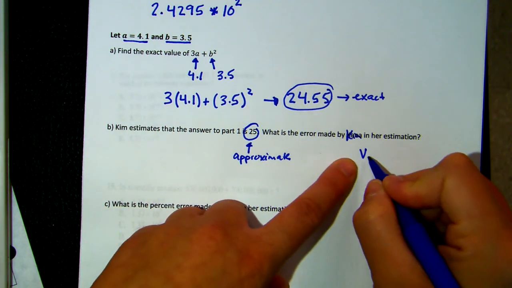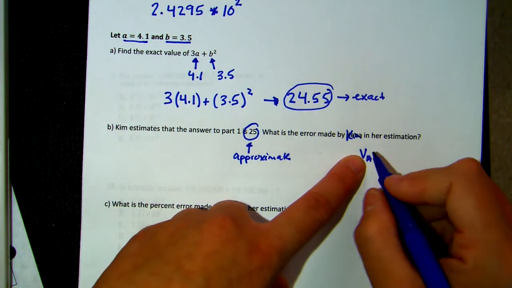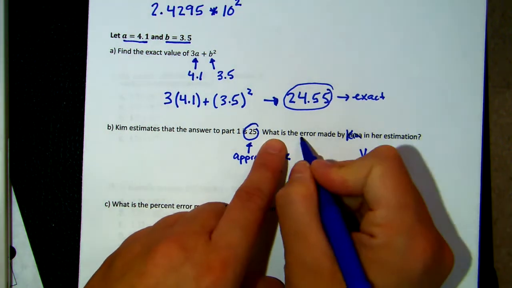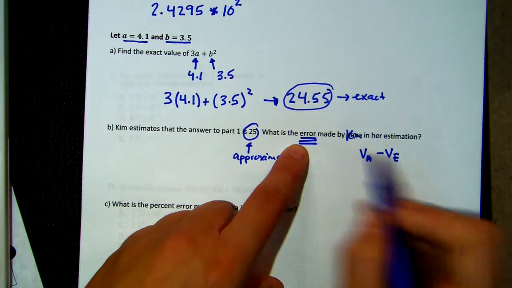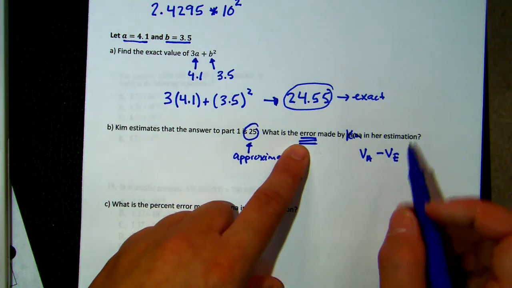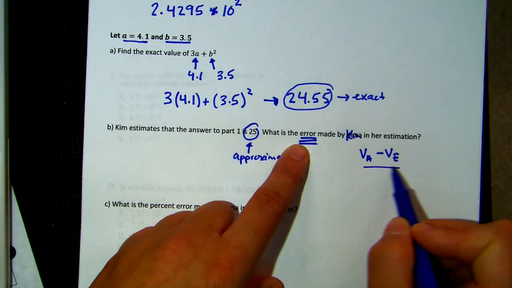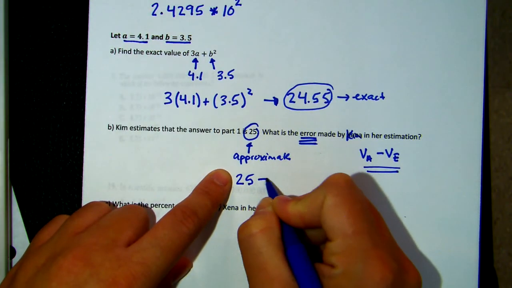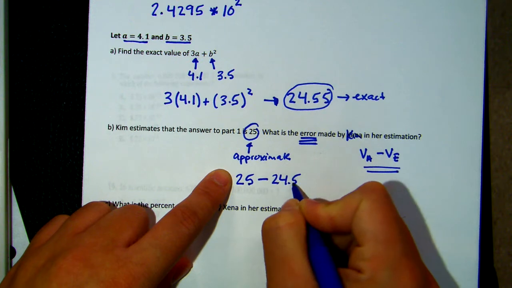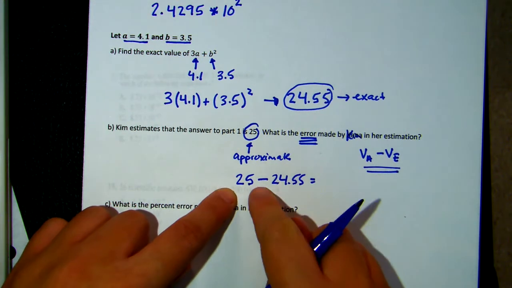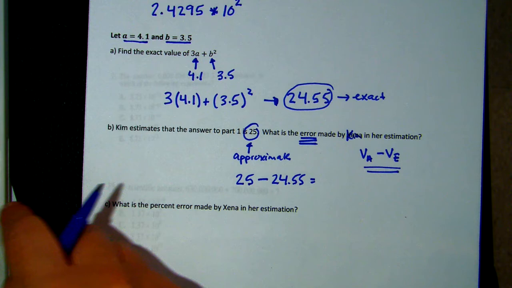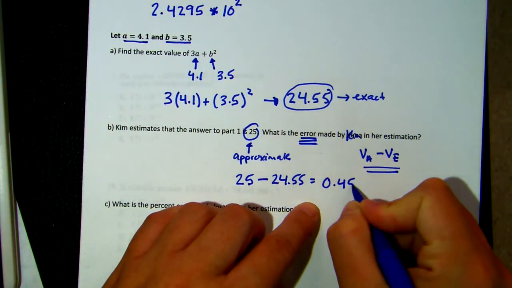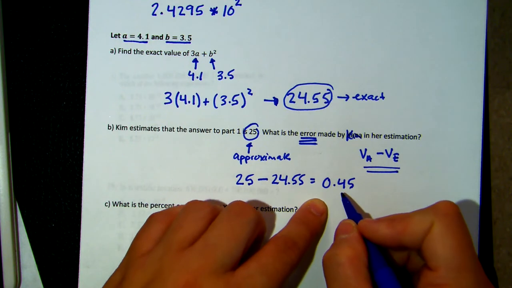So reminder that our formula is our approximate minus our exact when we're just calculating the error. This isn't percent error, it's just error. So this is the only formula we need. So our approximate is 25. Our exact is 24.55. So 25 minus 24.55 gives me 0.45. That is my number error.